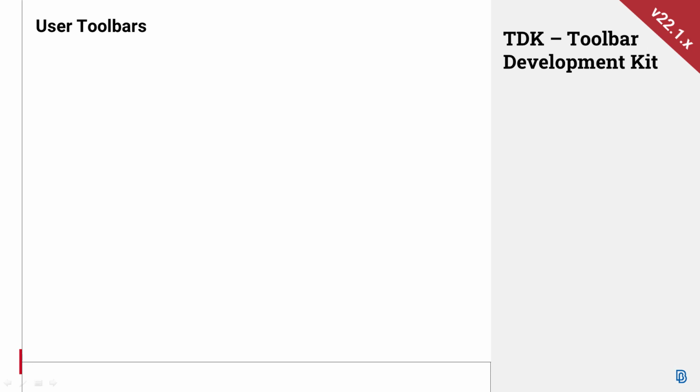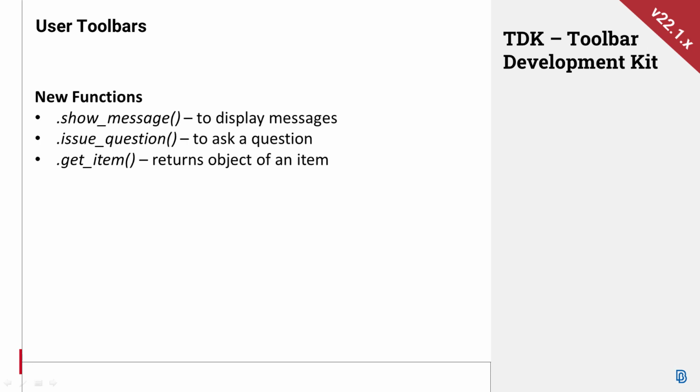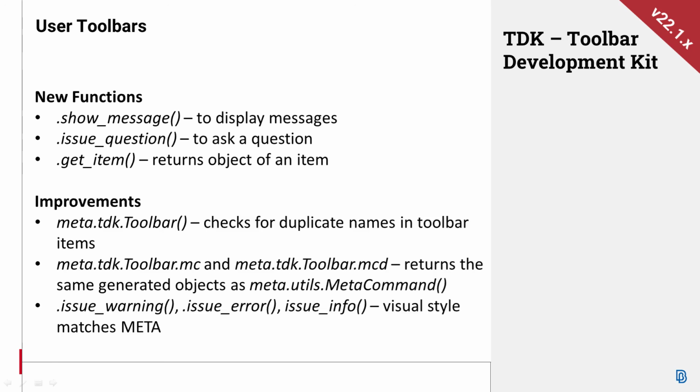Moving on to the Toolbar Development Kit, new functions are implemented to display messages, ask questions, and return objects of an item. Additional improvements have been implemented to check for duplicate names in toolbar items, to return the same generated object as the utils meta command, and to match the visual style of META when issuing warnings, errors, and information.